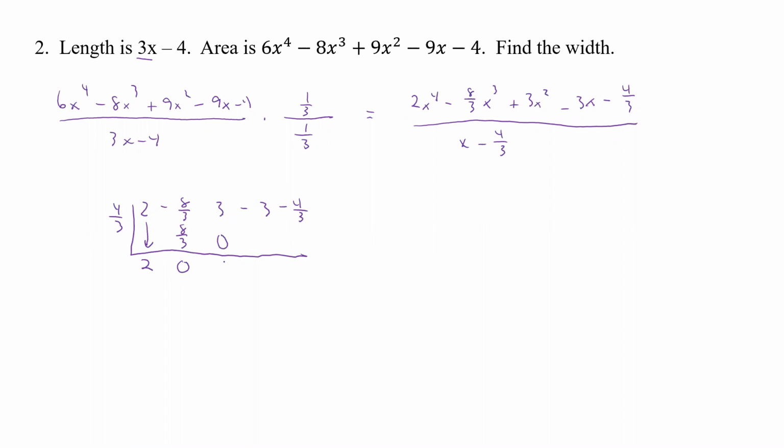Now if we add those together, we get 3. 3 times 4/3 gives us a 4. 4 minus 3 is 1. 1 times 4/3 gives us 4/3. Add those together, we get 0. So we're good because we have a remainder of 0, which is what we need to get a width. So that gives us a 2, and we started with a 4, so now we'll have x to the third, no x squared, plus 3x plus 1, and that is going to be our width.